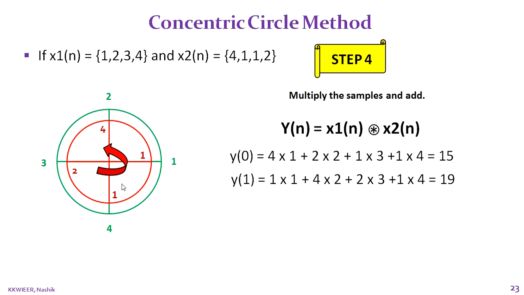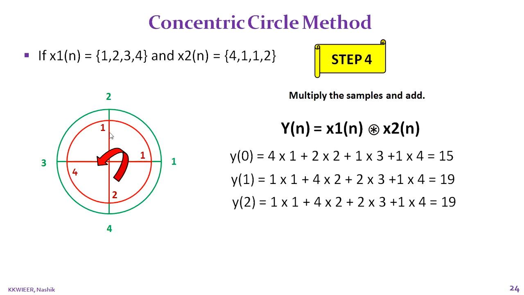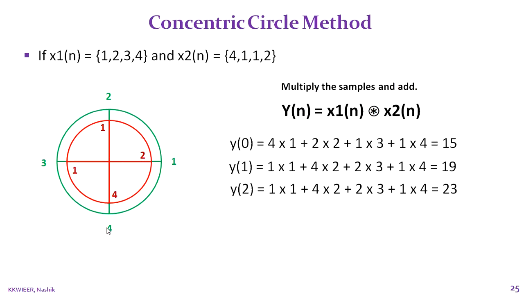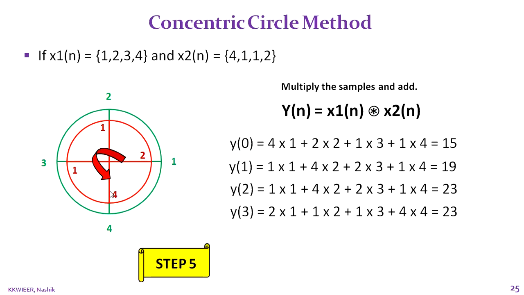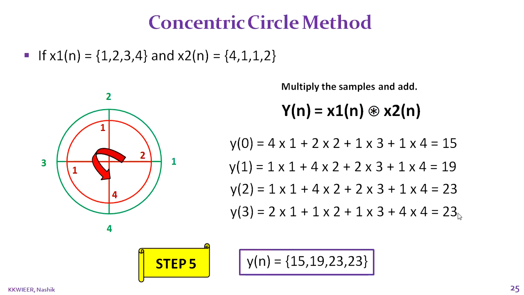Like this, shift the sequence. So y of 2 can be given as 1 into 1, 2 into 1, 3 into 4 and 2 into 4. So that will again be 19. And the last step, that is y of 3, again shift the sequence. That will be given by 23. So your final output y of n will be y of 0, 1, 2, 3, which can be given as this. So this will be your final sequence.